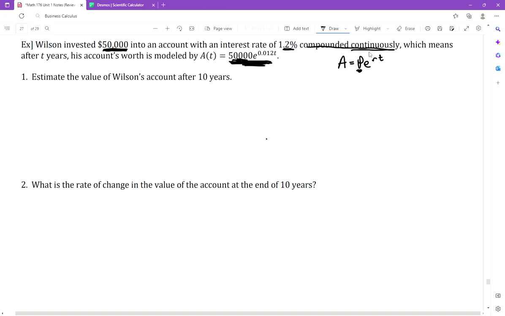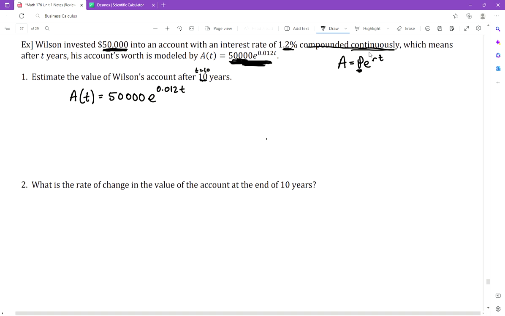Number one, estimate the value of Wilson's account after 10 years. So this is just plugging into our equation. Use the function that was given, 50,000 e to the 0.012t, and we just want to plug in t equals 10. So 10 years, t equals 10.